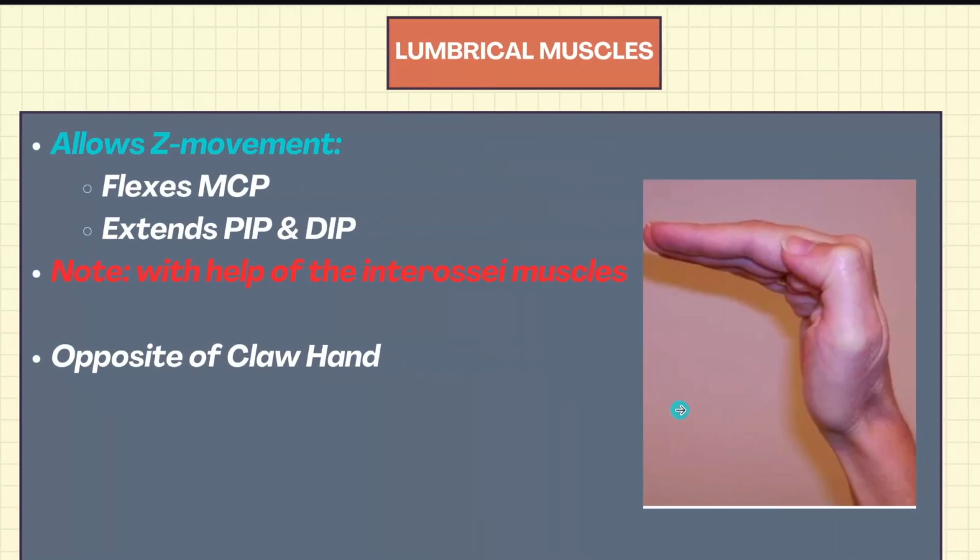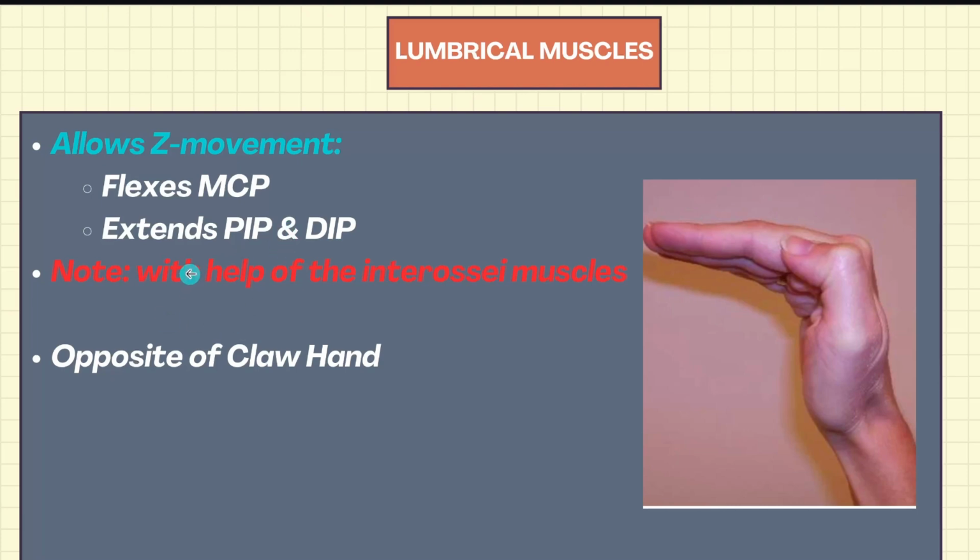Now, these lumbrical muscles allow for a Z movement. If you don't know what a Z movement is, try this: flex your metacarpophalangeal joints and extend your interphalangeal joints. Once you do this, you're going to notice you have a Z movement. And obviously, this movement is also with the help of the interosseous muscles, which we're about to cover right now.